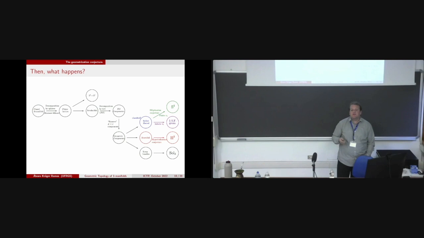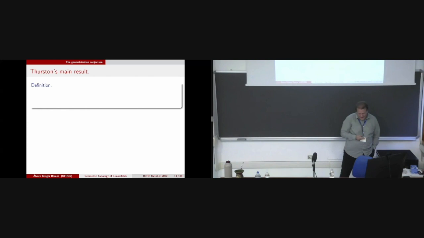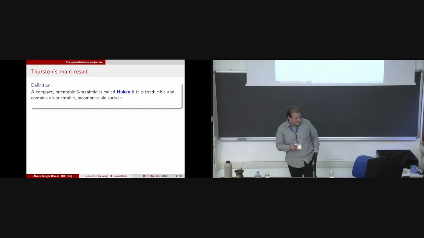And basically, this picture is the answer somehow, in some sense, to that super hard question. What are all closed orientable 3-manifolds? It's not an easy description. Yeah, but let's talk about Thurston's work a little more, because Thurston didn't just conjecture this.